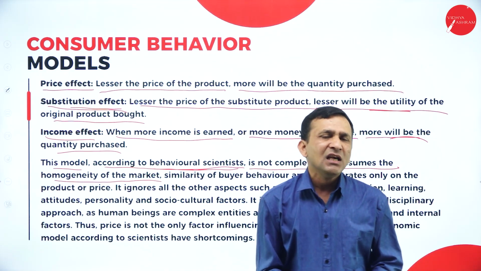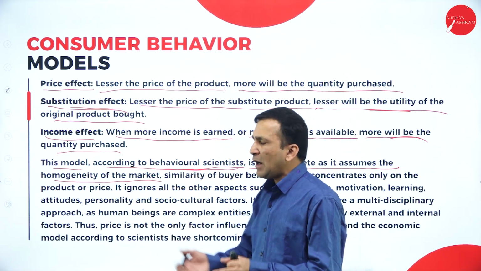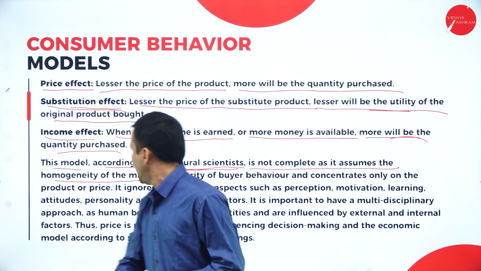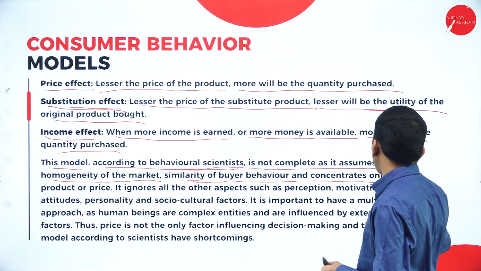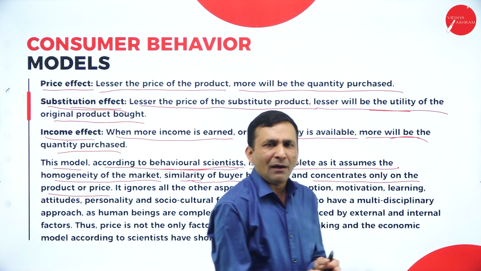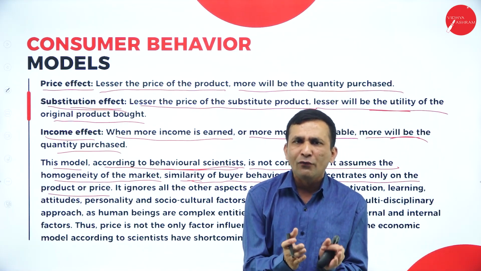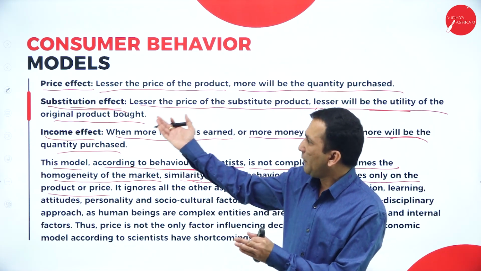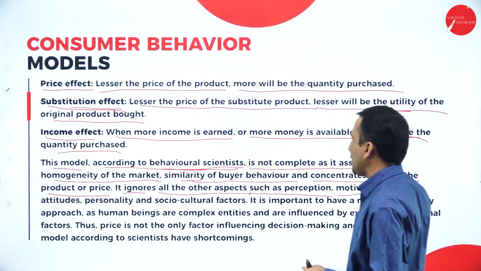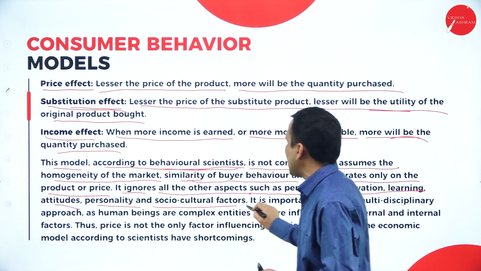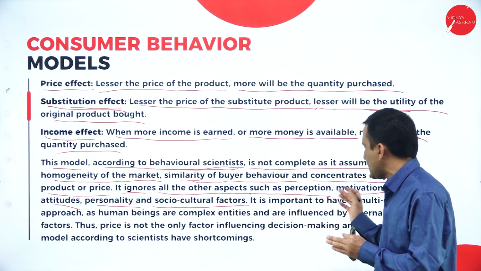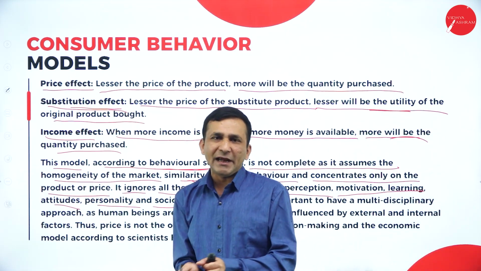So we need to study the consumer psychology. Here, the consumer's behavior keeps changing with the three factors of price, substitute and income. The similarity of buyer behavior concentrates only on the product and price, because what kind of similarity can we compare when consumers go for switching to another product, keeping the three factors? So it ignores all the other aspects such as perception, motivation, learning, attitude, personality and social culture factors, because here they are not focusing on any other factors. Whatever it is, perception, motivation, they are going for completely economic factors.